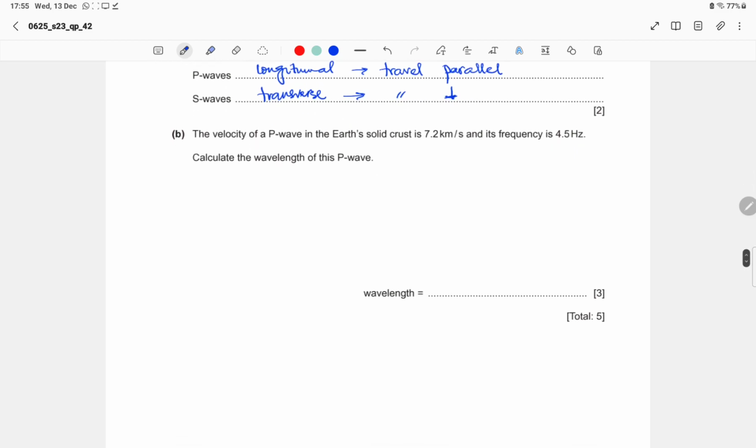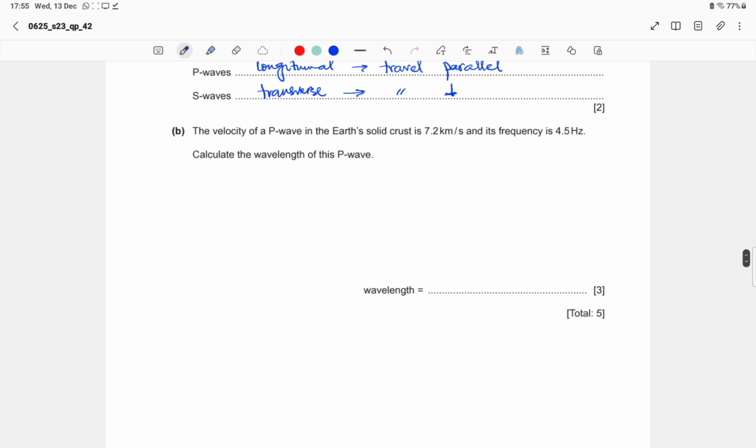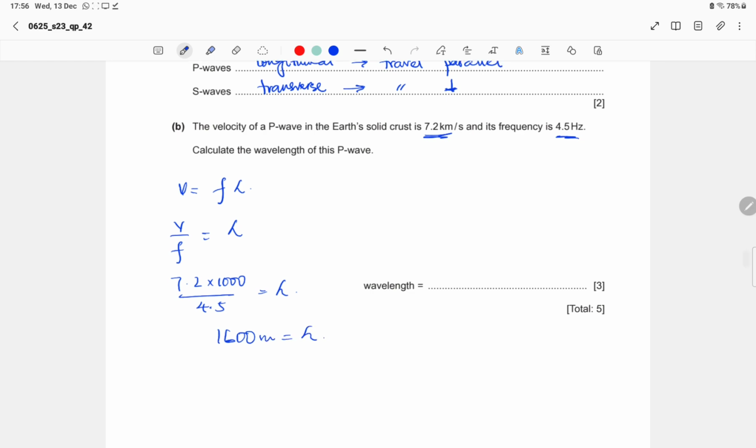The velocity of the P wave in the Earth's solid crust is 7.2 kilometers per second, and its frequency is 4.5 seconds. Calculate the wavelength of this P wave. So v equals f lambda. We need to find lambda, so it's going to be v over f. v is 7.2 into 1000 divided by 4.5, and lambda is equal to 1600 meters. So this is the final answer of this question.